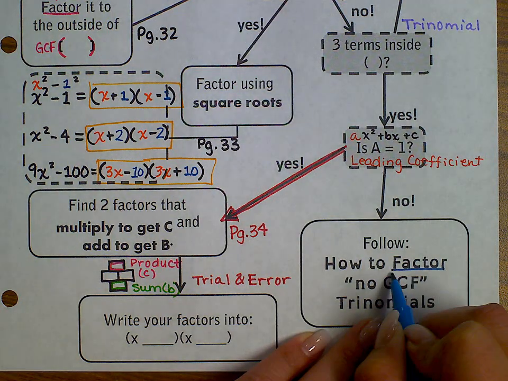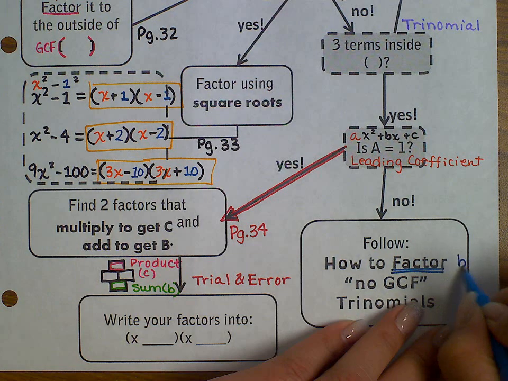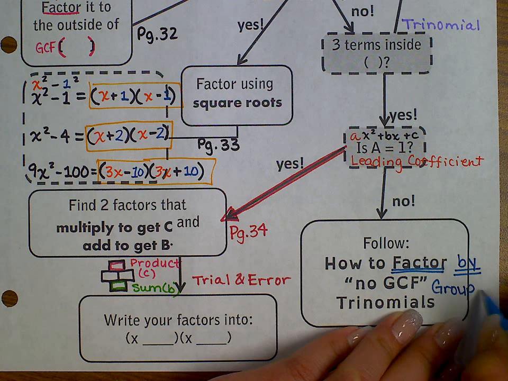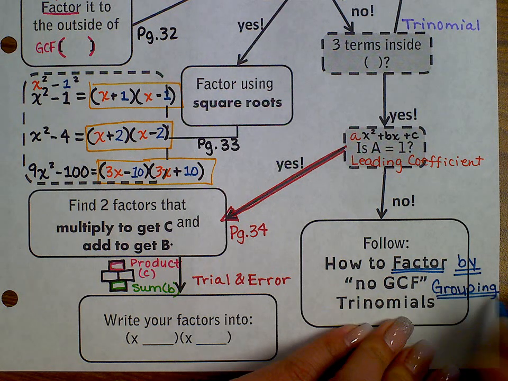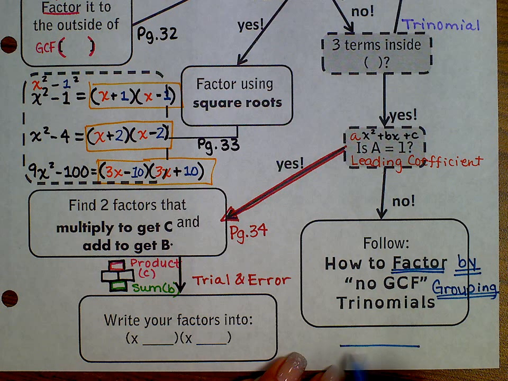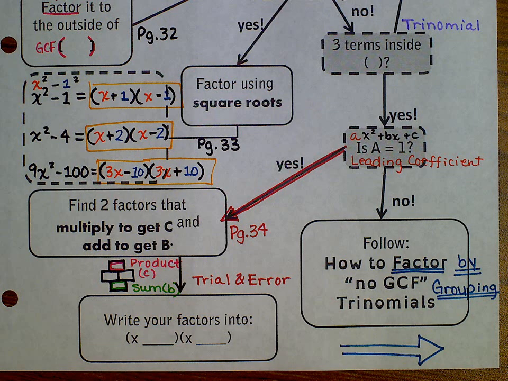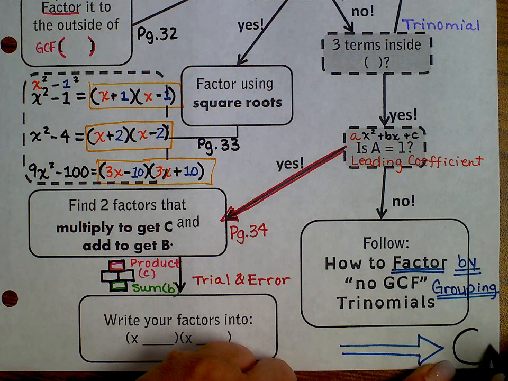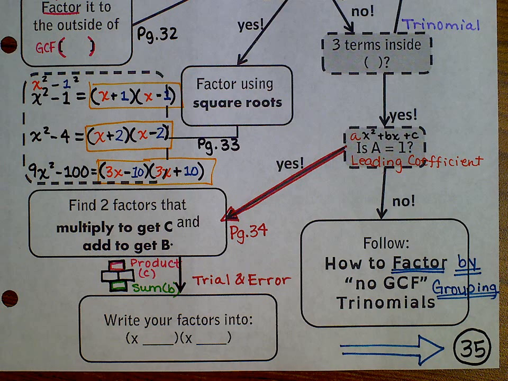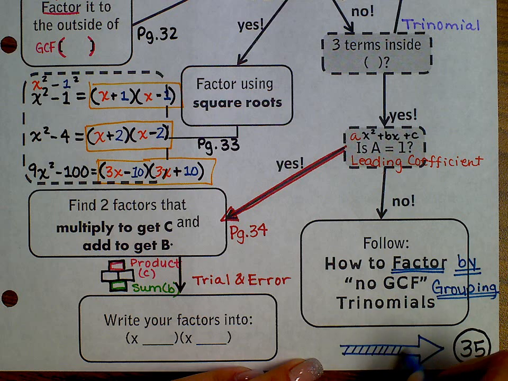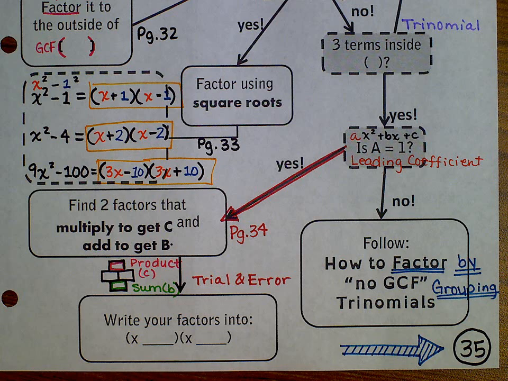Now, we are going to factor by grouping. And truthfully, it's not that bad. This is the method that we're going to learn on the back side. What page are we on? 35. So you guys ready to flip it on over? All right. Flip it on over.